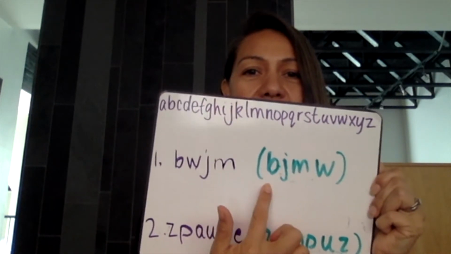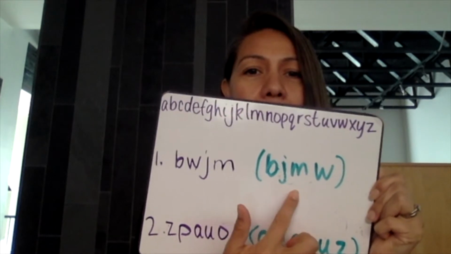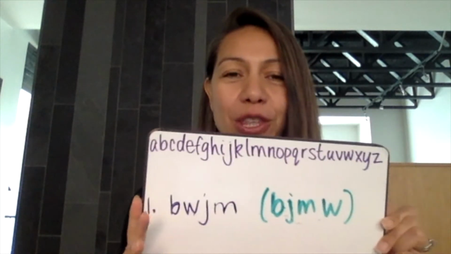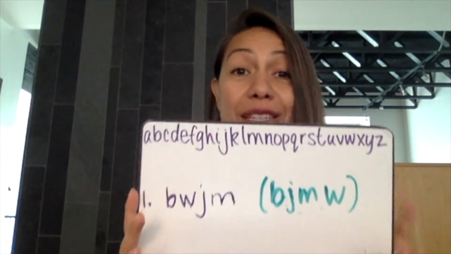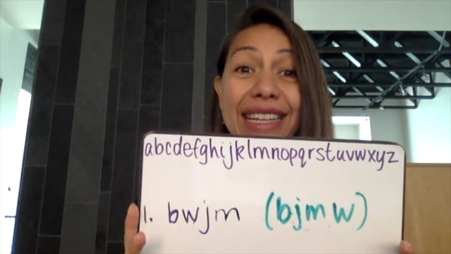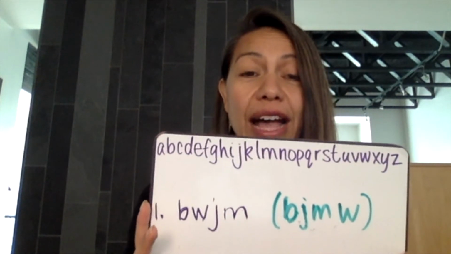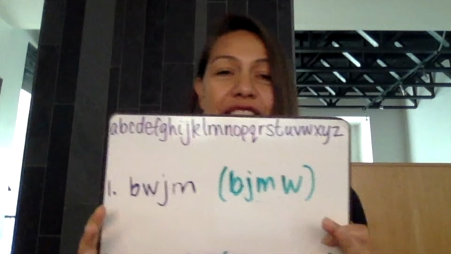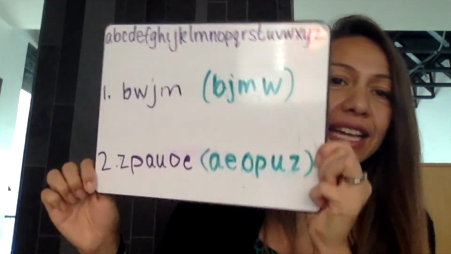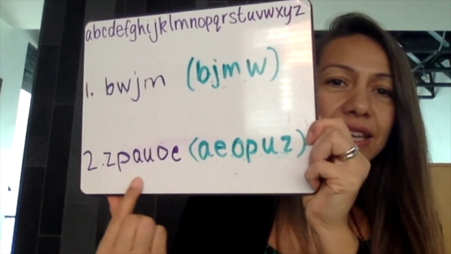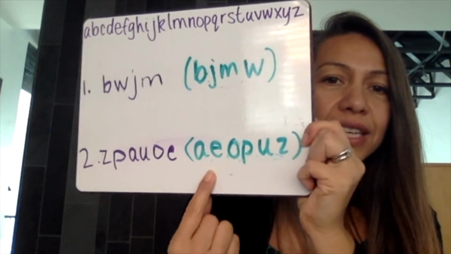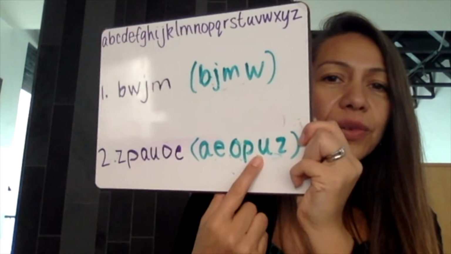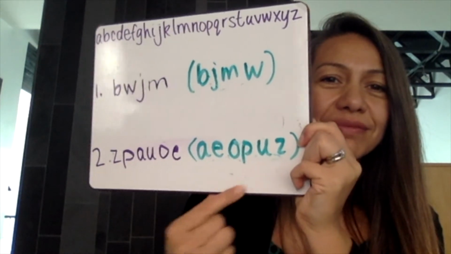And this should be your answer, B, J, M, W. Great job if you got those correct. If you missed one, go back and see where you misplaced that letter, okay? And try again. You can do it. And then the second one, these letters here, your answer should be A, E, O, P, U, Z. All right?